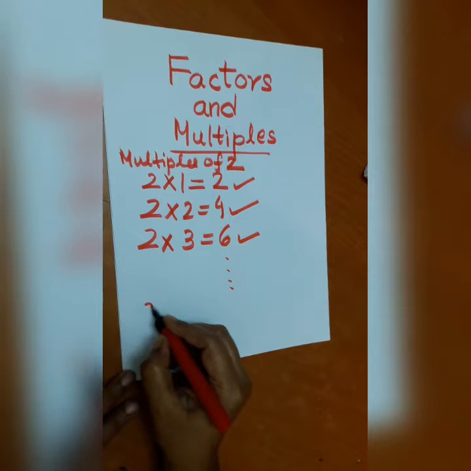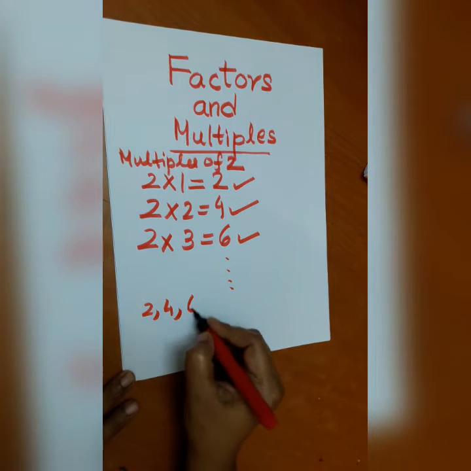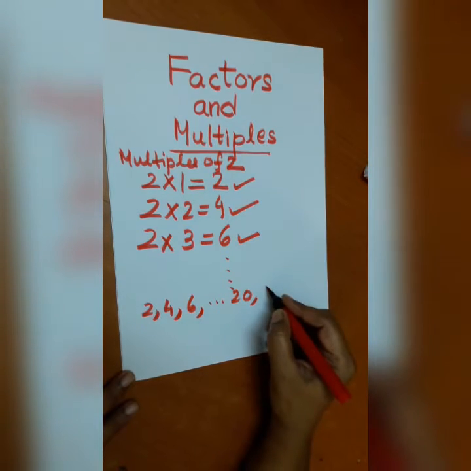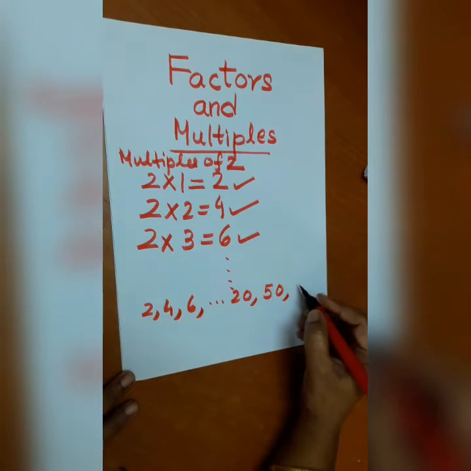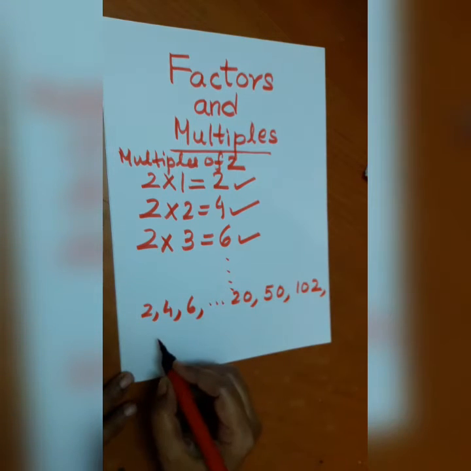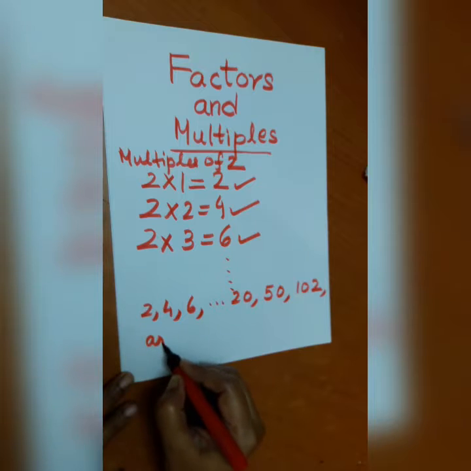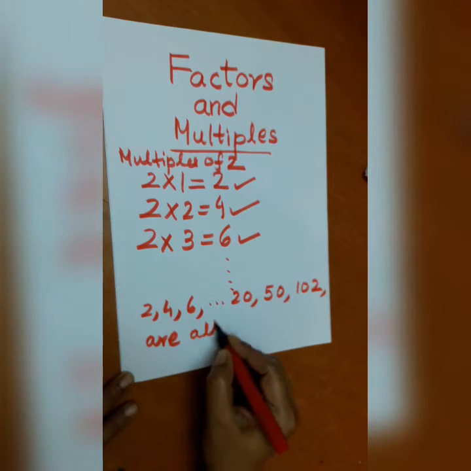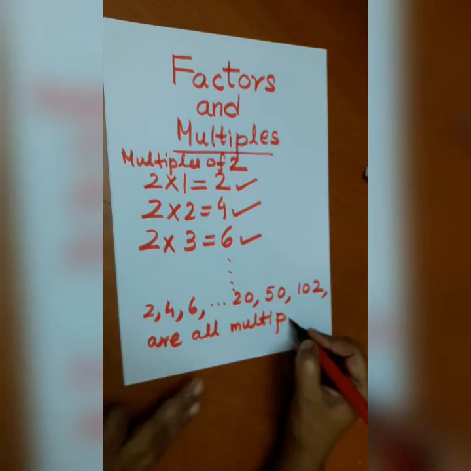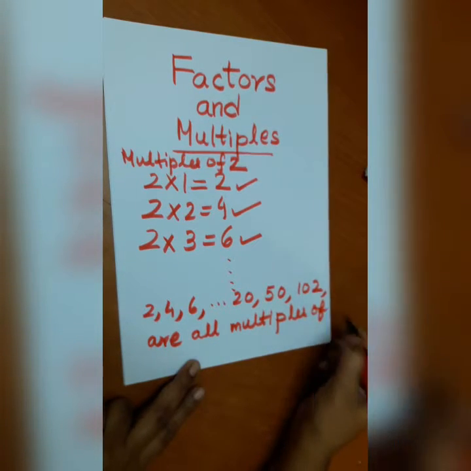So 2, 4, 6, likewise 20, 50, 102. Any even number is actually a multiple of 2. Are all multiples of 2.